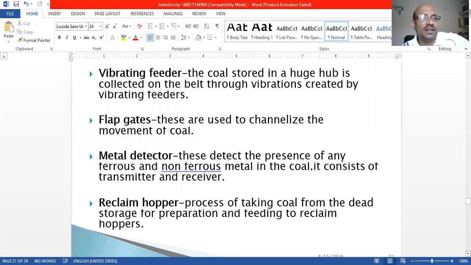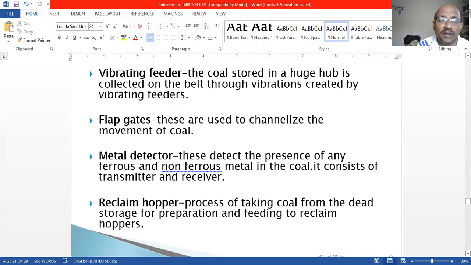Another one is gates. We use these in the channel for the movement of coal at the channel level. And metal detectors: if any metal is coming over there, we detect it, and we keep magnets, and then we extract that metal, and we can use it in other areas.